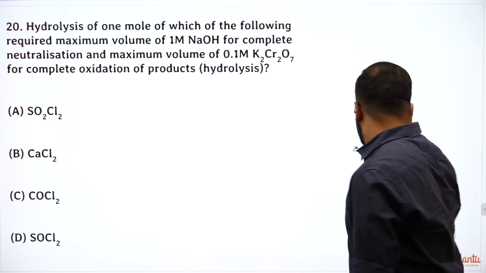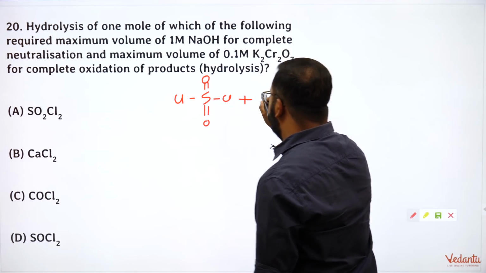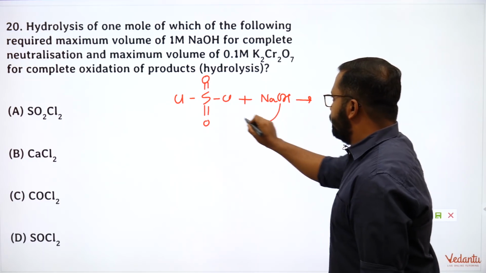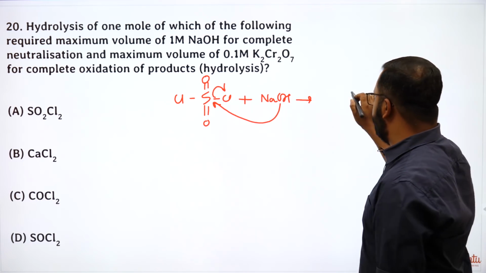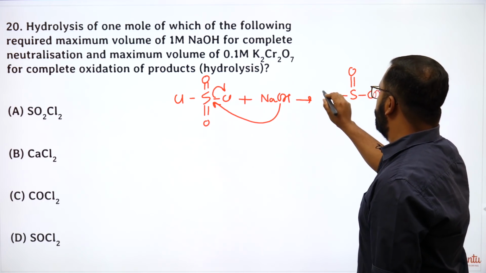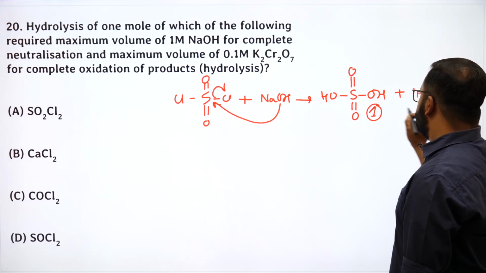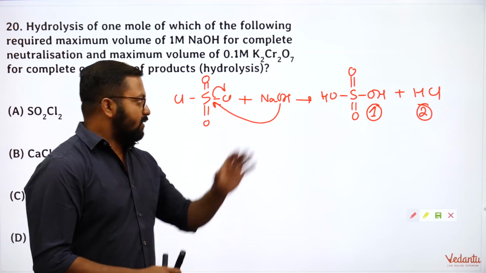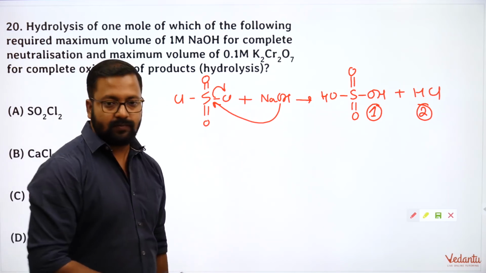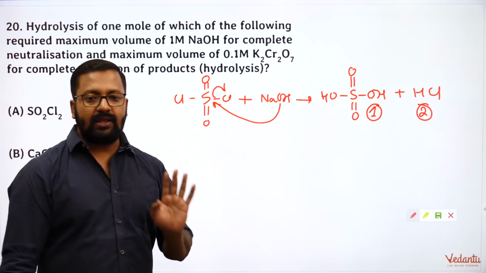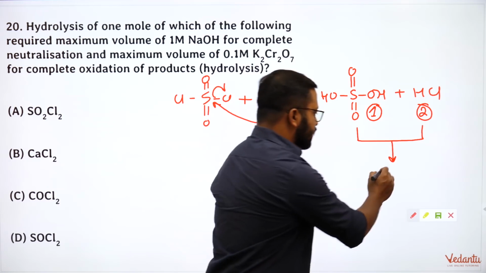Now if I take SO2Cl2 and react it with NaOH, OH will replace Cl, and we would get H2SO4 plus HCl. I will get 1 mole of this plus 2 moles of this. Obviously, because we have taken one unit of this, and there are 2 chlorine atoms, 2 chlorine atoms will be replaced by 2 units of OH minus. Okay, this is what will be happening during the hydrolysis of this compound. Now both of these compounds will react with 3 moles of NaOH.